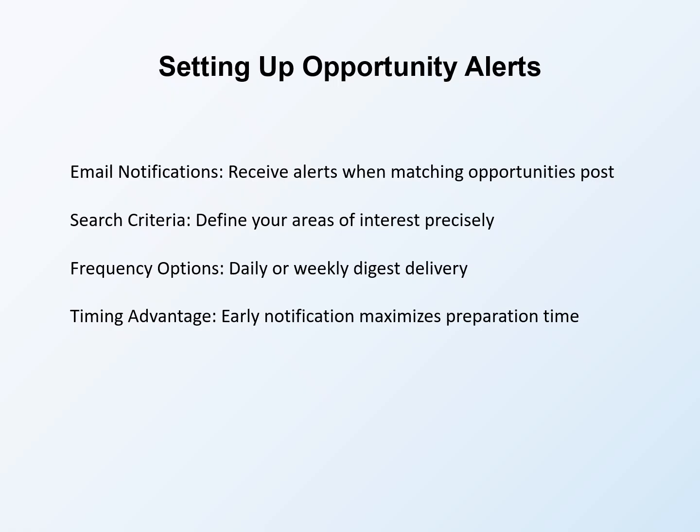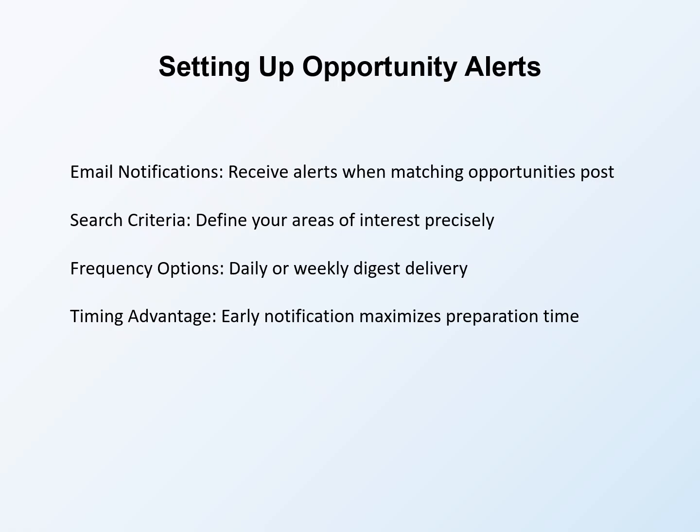Frequency options let you choose between daily alerts delivering each day's matches or weekly digests summarizing the week's opportunities. Daily alerts provide the fastest notification. Weekly digests reduce inbox volume while still providing regular updates. Choose based on how actively you are seeking opportunities and your email management preferences.